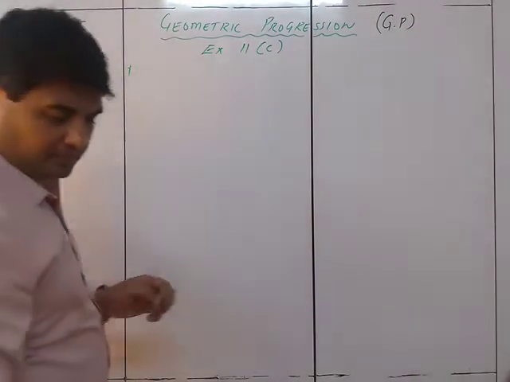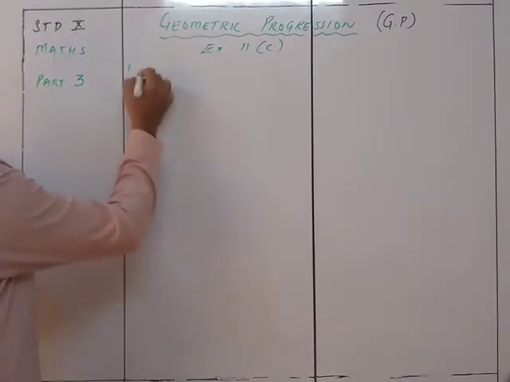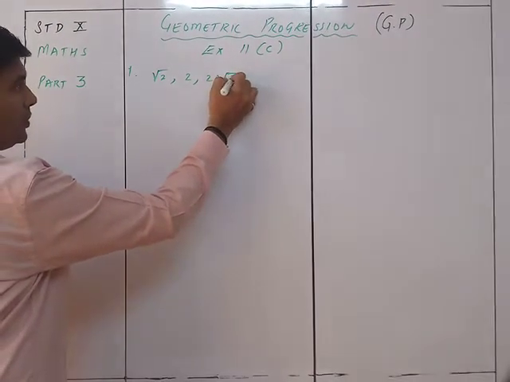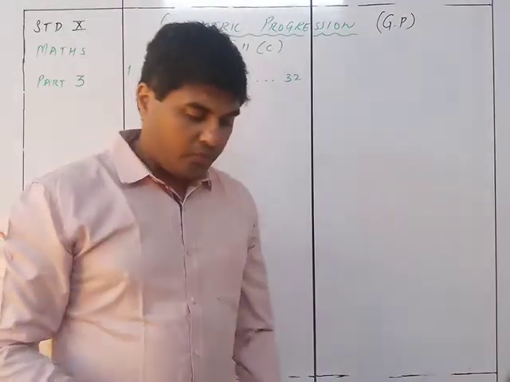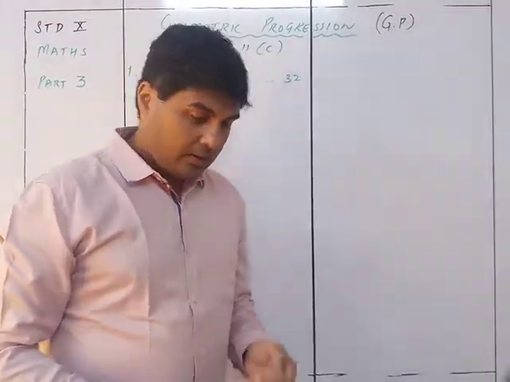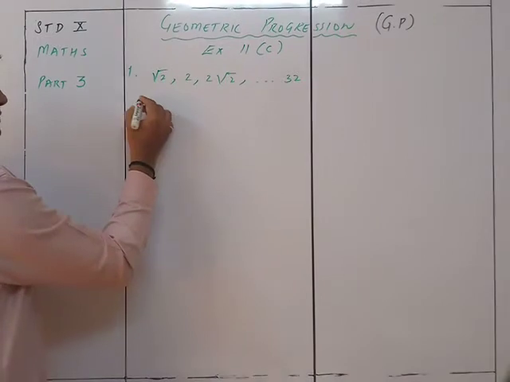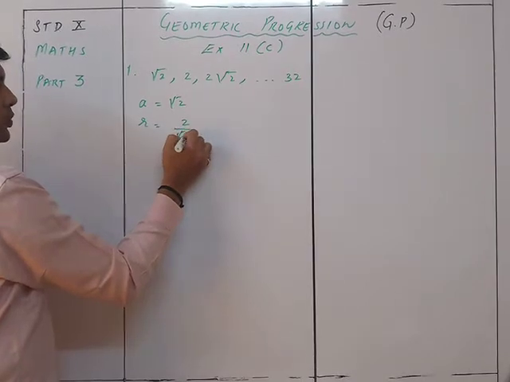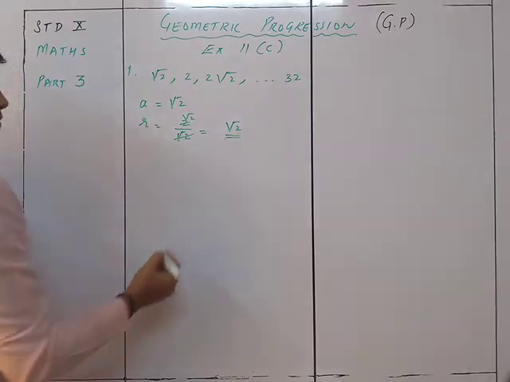We see the first sum. Find the seventh term from the end of the series, that is, the series is root 2, 2, 2 root 2 and up to 32. Okay, so we want to find out the seventh term from the end. Now suppose we first find out the R. So we have A equal to root 2, therefore R is equal to 2 upon root 2, which is root 2, because this cancels to root 2.